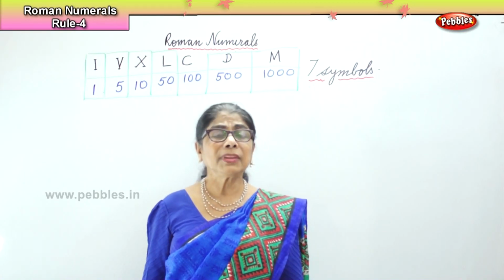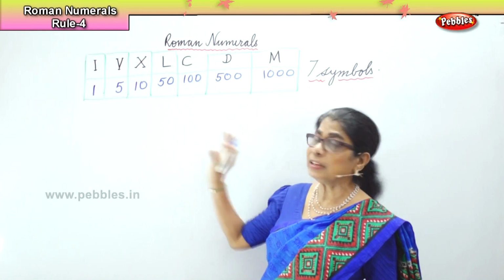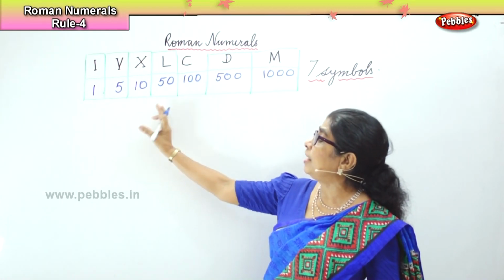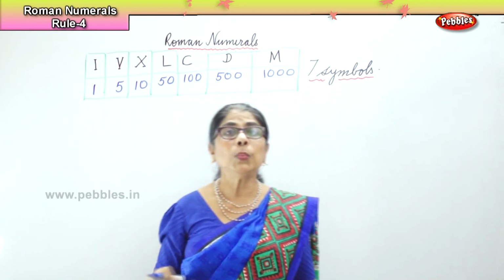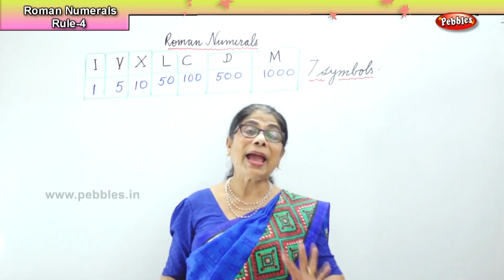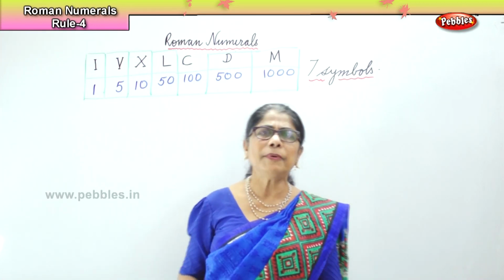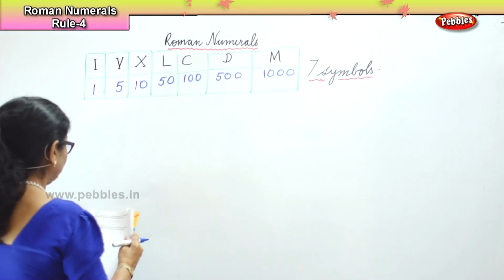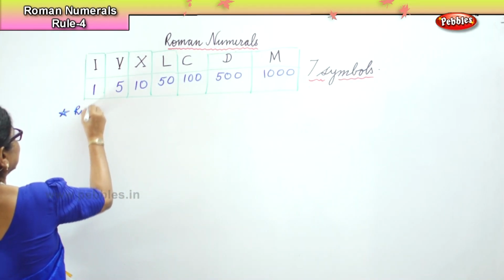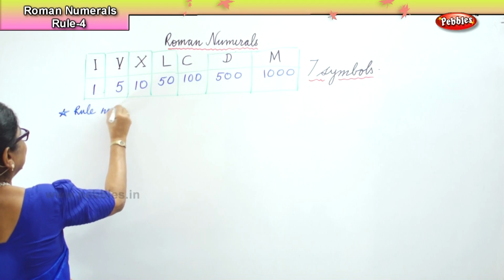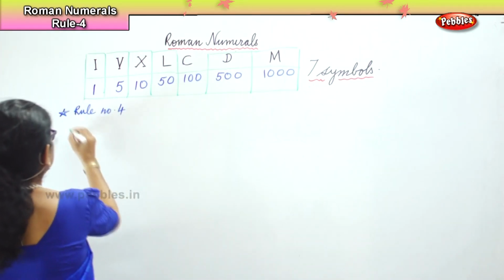Hi children, looking at the Roman symbols, the 7 main symbols 1, 5, 10, 50, 100, 500 and 1000, we are going to look at rule number 4. Let's see what rule number 4 says. What does rule number 4 tell us?